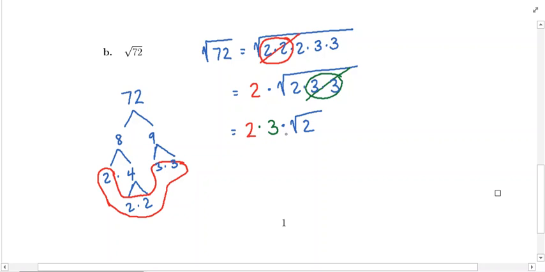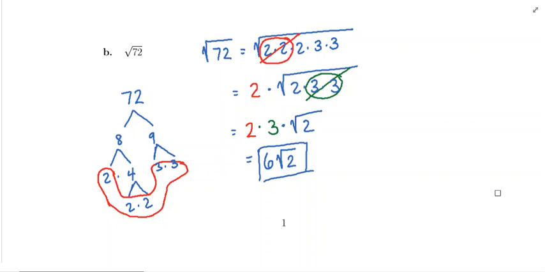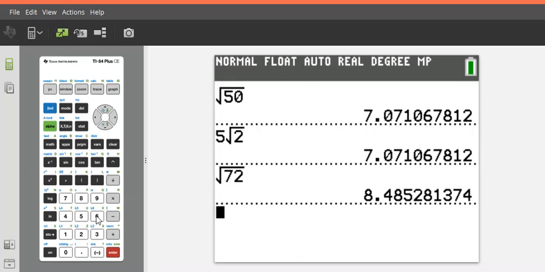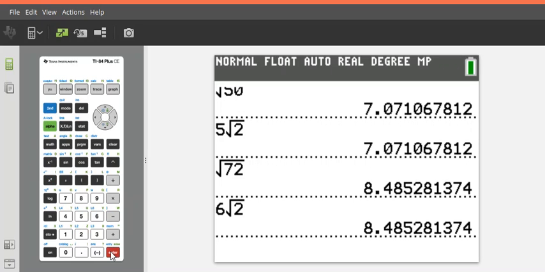What you can do is simplify this a little bit more. One of the 2's came out, one of the 3's came out. Those numbers are going to be multiplied together. So this is going to be 6 times the square root of 2. That is the simplified version. So the square root of 72 is the same thing as 6 times the square root of 2. Again, you could go to the calculator and check this. It should be the same decimal approximation. There's the square root of 72, and then the simplified version is 6 square root of 2, same decimal approximation. So you know that you're right.